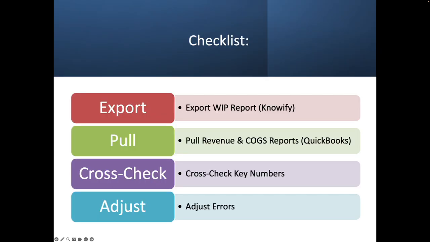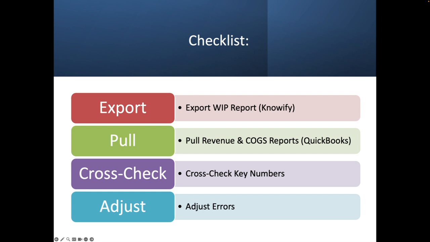If they don't match, then we're going to do this final step. So we're going to export the WIP report. We're going to pull our revenue and COGS reports out of QuickBooks. We're going to cross-check all of those numbers. And then if they don't match, we need to adjust the errors.